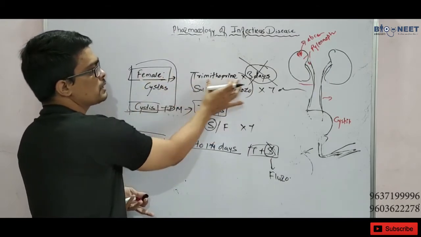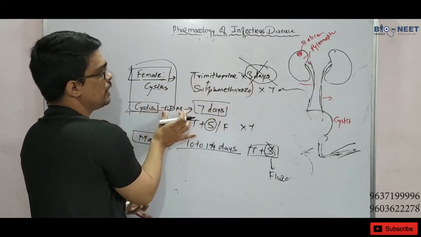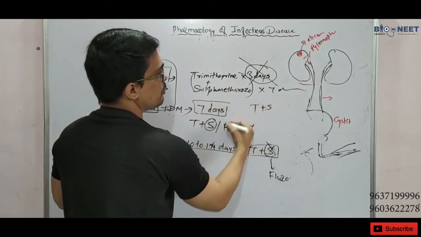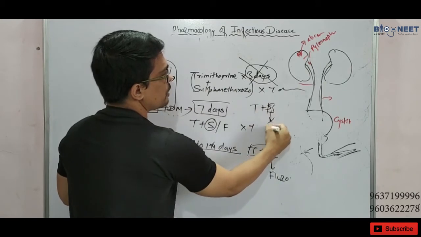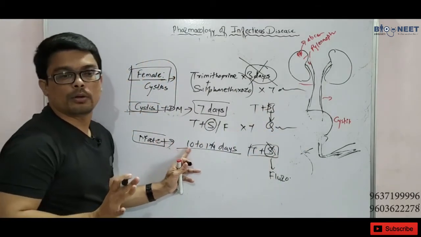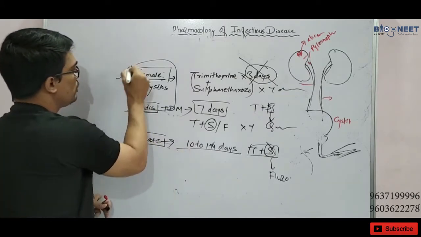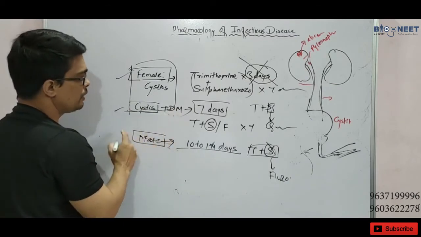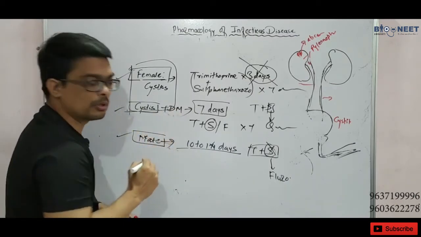Female uncomplicated cystitis, 3 days. Cystitis with diabetes mellitus, 7 days. Drugs are the same: trimethoprim plus sulfamethoxazole, or in place of sulfamethoxazole you can use the quinolone. This is about the female. This is about the complicated case with any systemic disorder, most commonly diabetes. This is about the male, and there is one more.